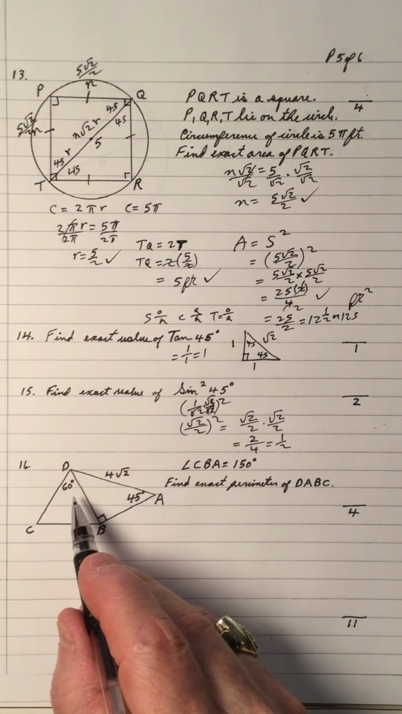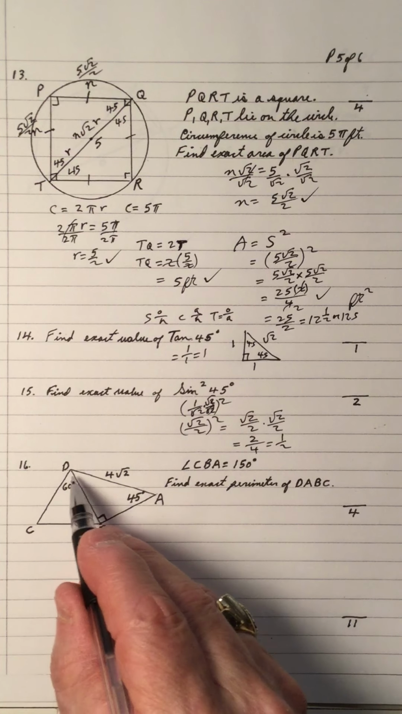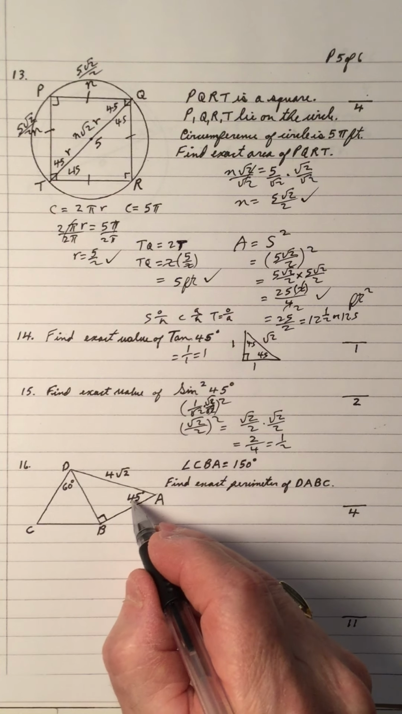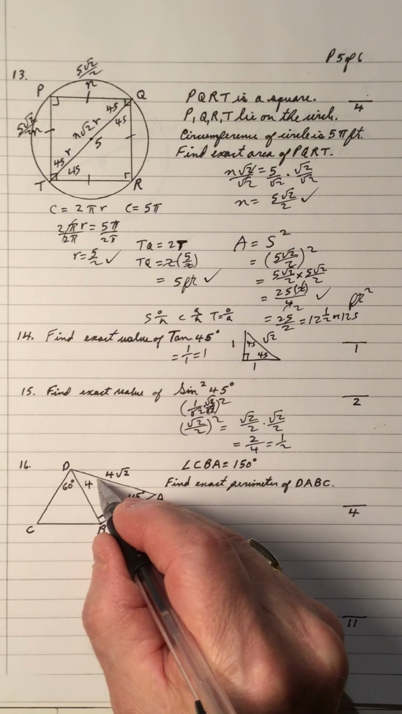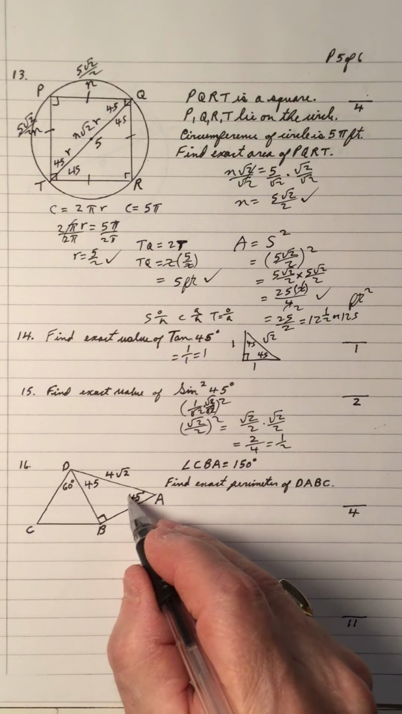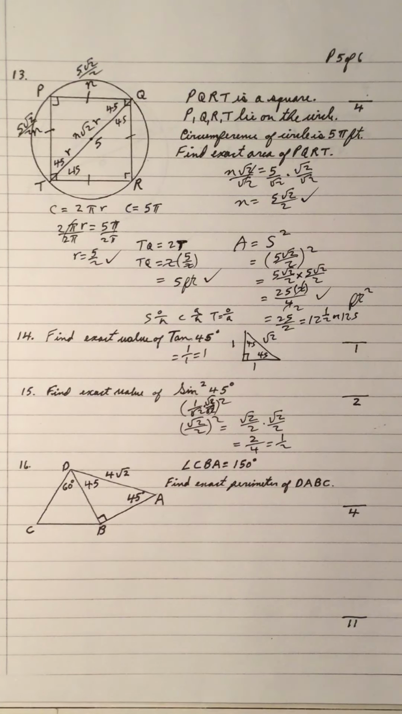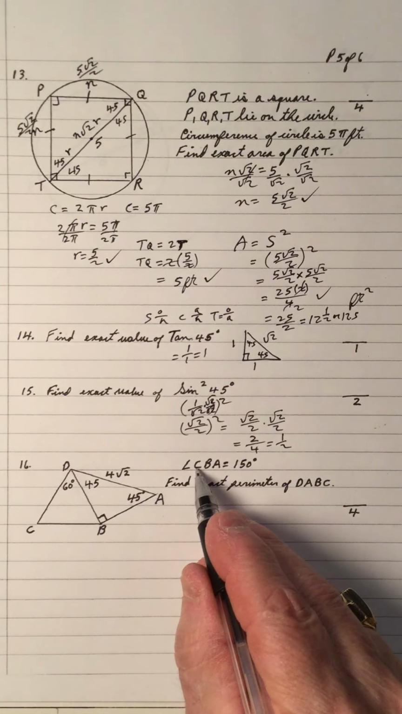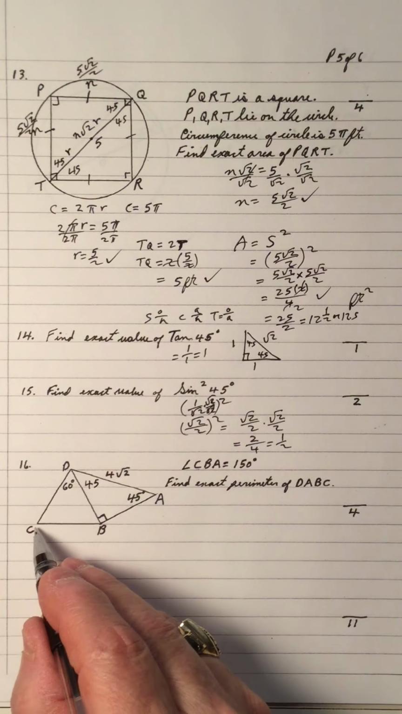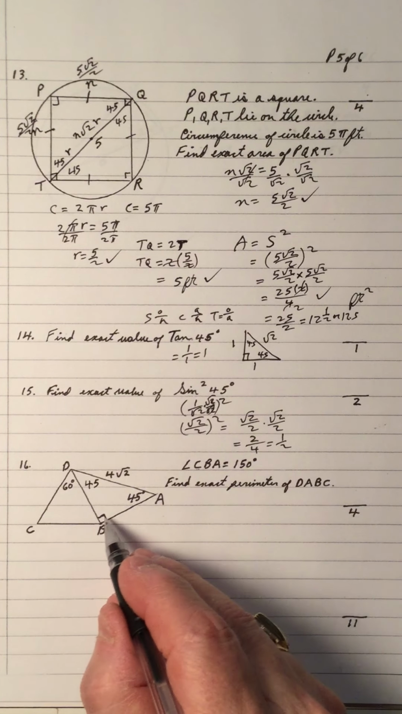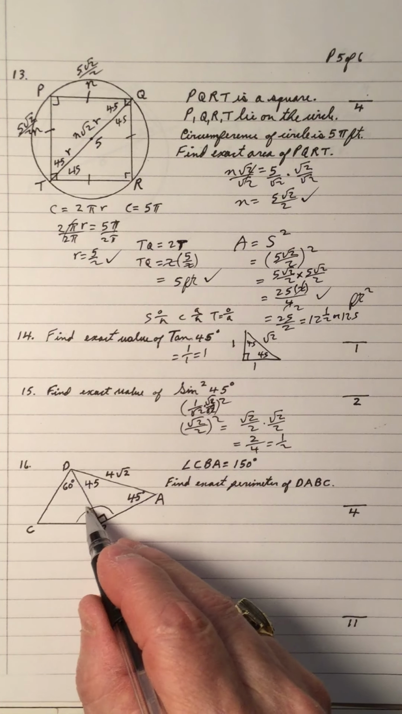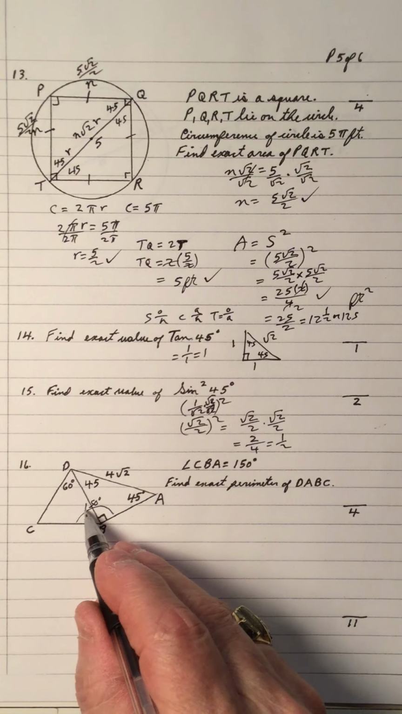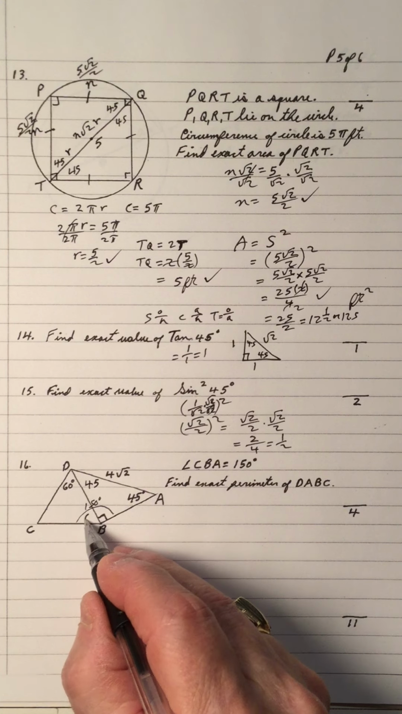Question 16. We have a triangle, and this line is 4 root 2. This is a 90. This is a 45. So this is a 45-degree angle. This 45, 45, 90 is 180. Now, it says the angle CBA is 150. This angle here is 150. That means this angle is 90. So 150 subtract 90 makes a 60-degree angle.